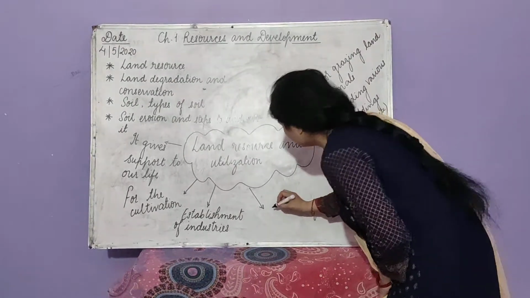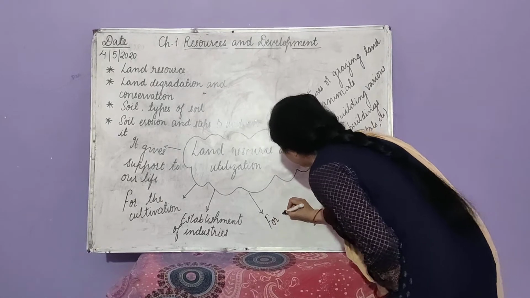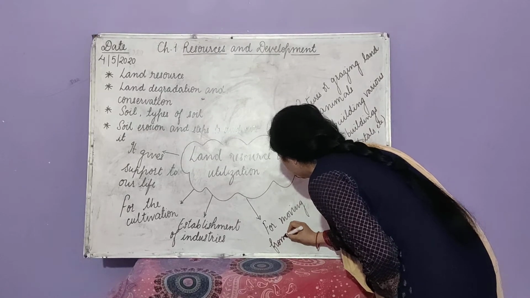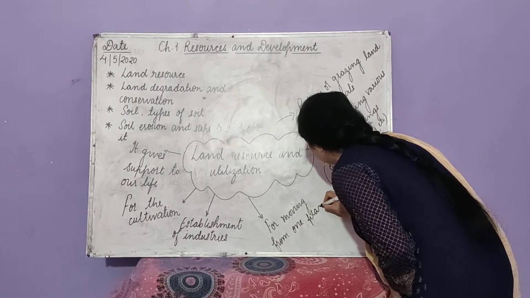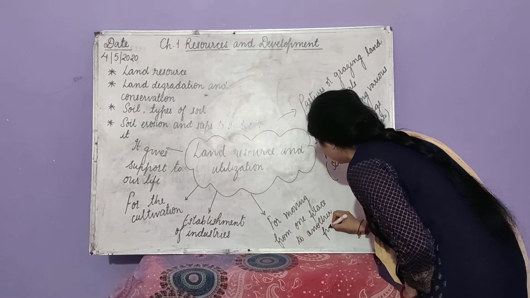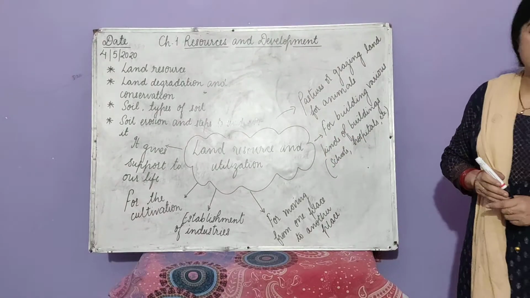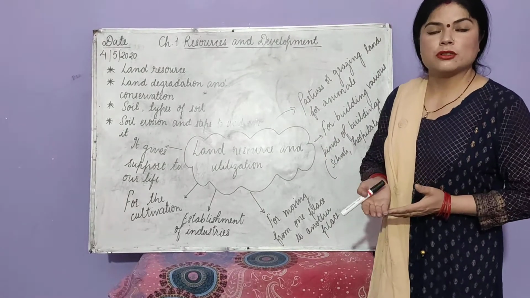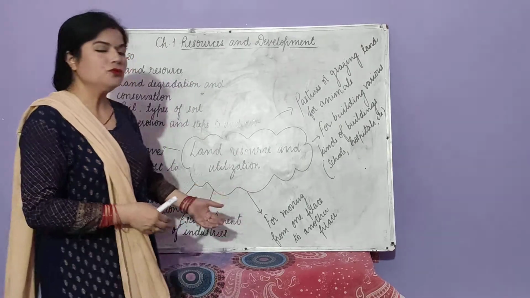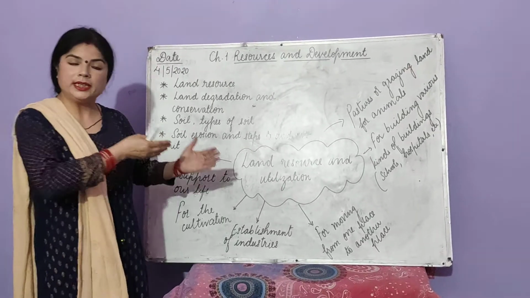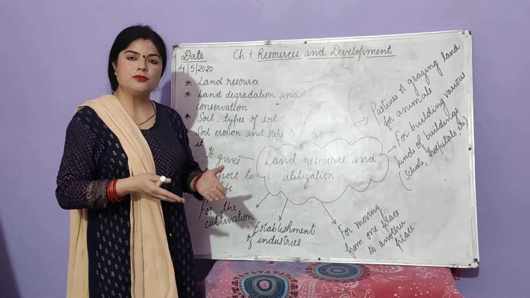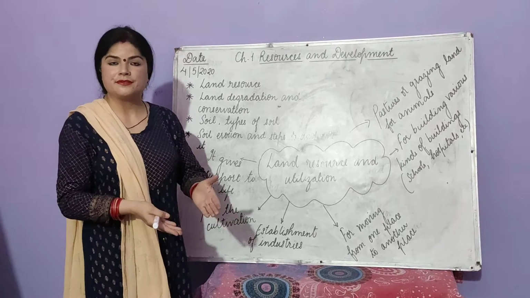Next is for moving from one place to another place. We need land. Really, for the process of migration also, we need land. If land is there, we are quite able to move from one place to another place. With the help of this land, we have a very good network of transportation. People are able to move from one place to another place for doing different activities.